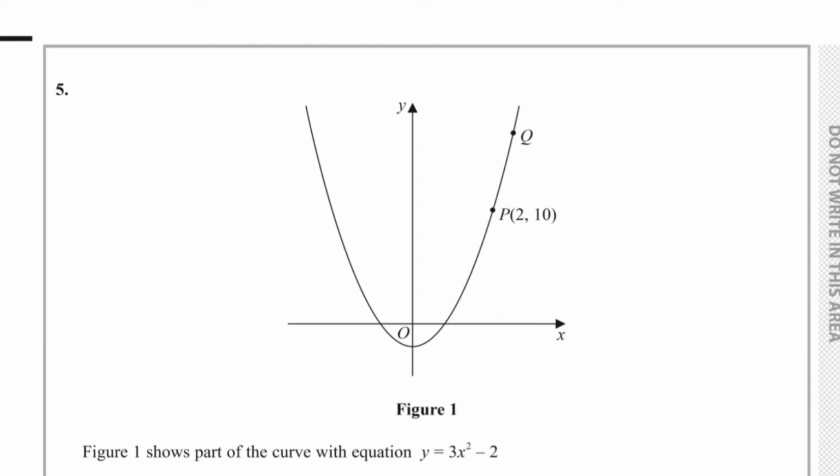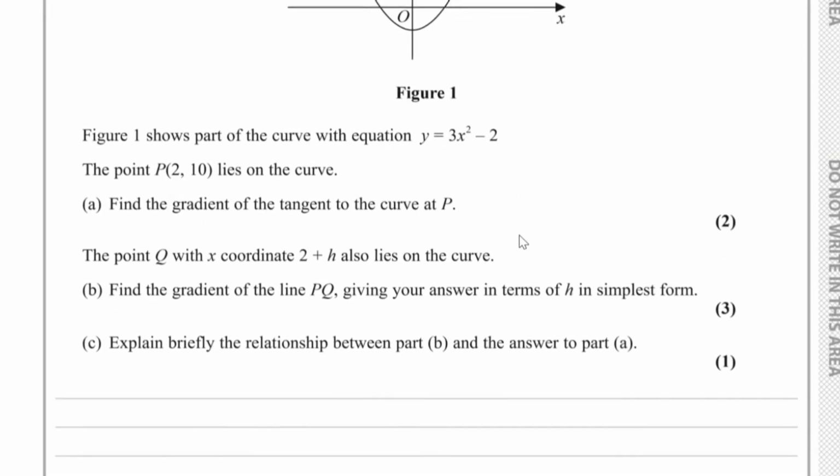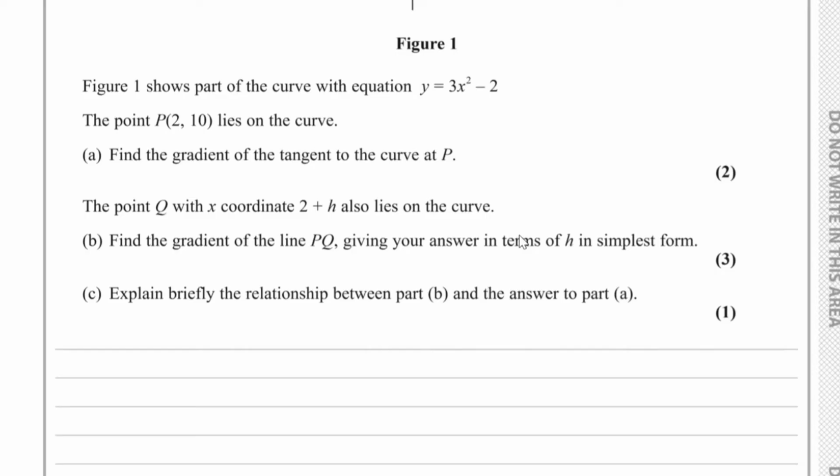Question number 5. We have figure 1, which shows part of the curve with the equation y equals 3x squared minus 2, and we've got the point P with coordinates 2, 10, and this lies on the curve. For part A, we have to find the gradient of the tangent to the curve at the point P.